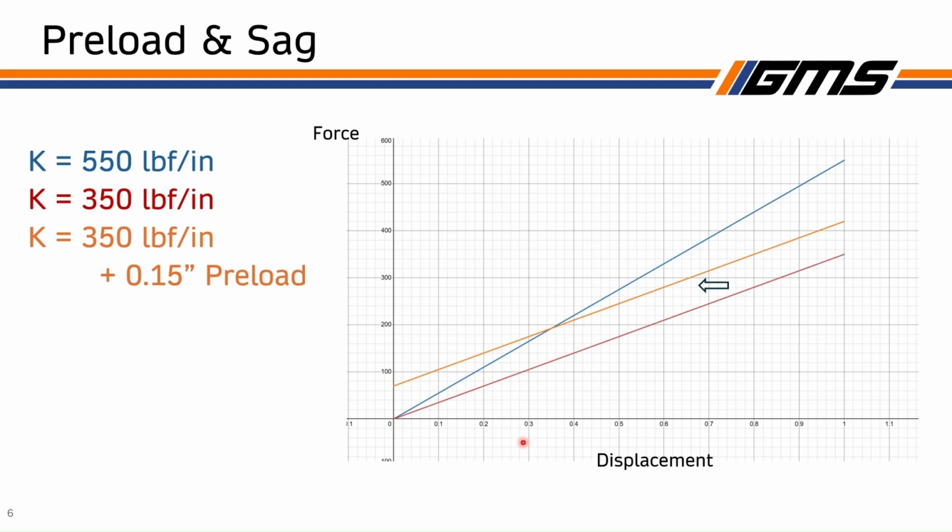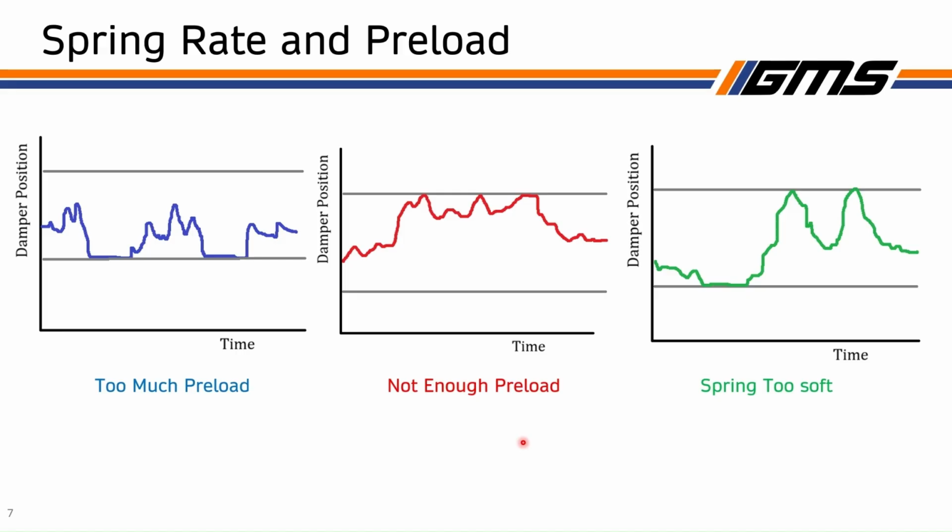But anyway, how do you know what amount of sag and what amount of preload and what spring rate you want? Well, the best way is to look at your data from your test sessions. Over here on the left, you can see that this is an example of too much preload. We're sitting too high in our travel, right? These gray bars represent the ends of our travel, where this lower gray bar is the shock fully extended, versus this upper gray bar is the shock fully compressed, and we can't go any more than that.